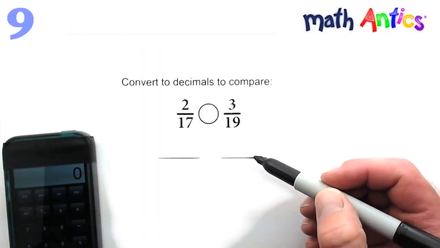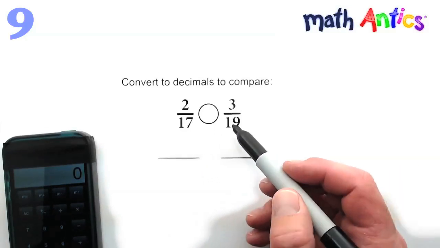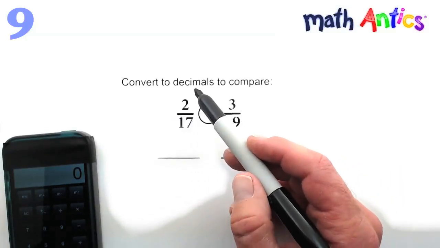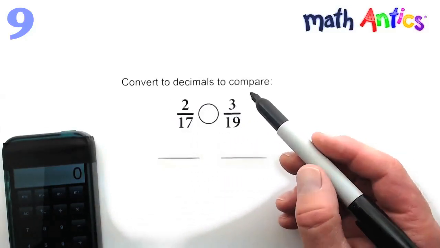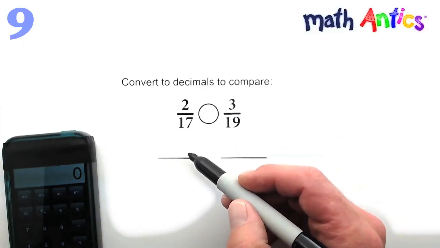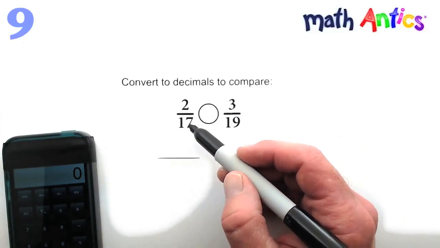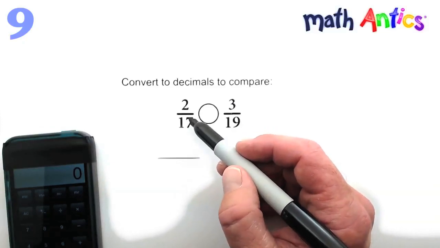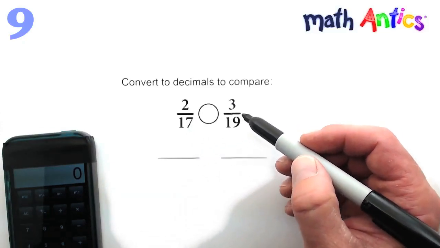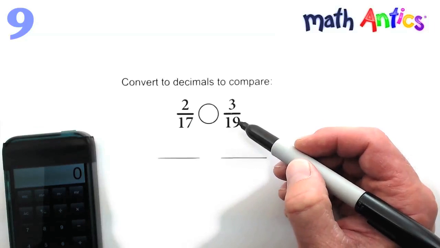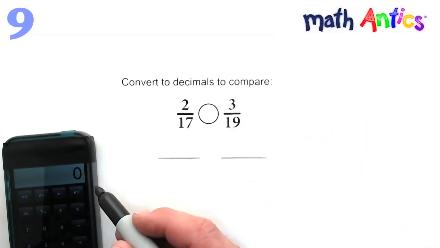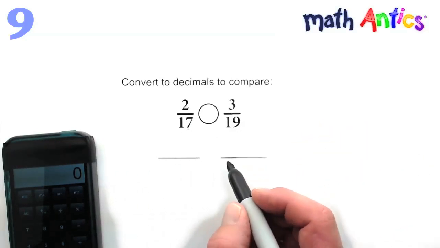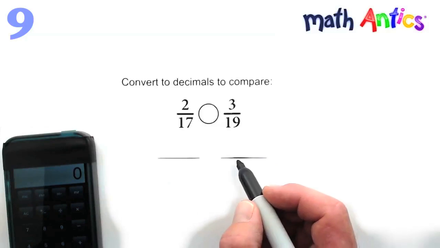In problem 9, we're going to use a different method to compare fractions. We're going to convert to their decimal values to compare them. Every fraction could be converted to a decimal value just by dividing, since a fraction is a division problem. 2 over 17 means 2 divided by 17, and 3 over 19 is 3 divided by 19. If we go ahead and do that using a calculator, we'll get the decimal values. We could just compare those values.